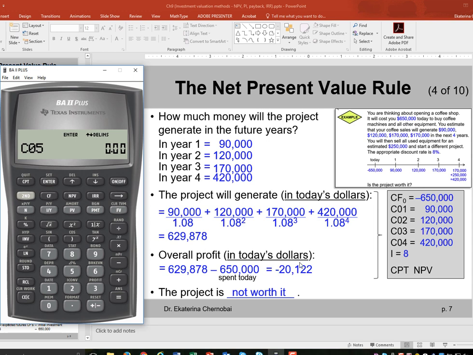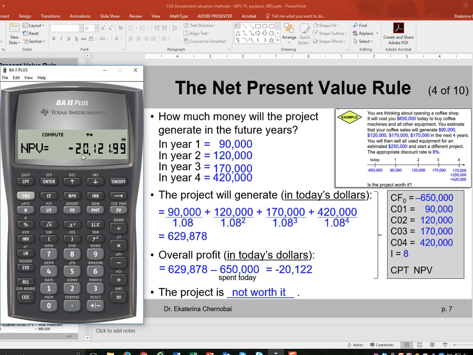So my goal is to get negative $20,122. And I'm gonna do it within the next few seconds. I press the NPV button. What's my I? I is the discount rate. It's given, 8%. I press 8, enter, then down, and compute.